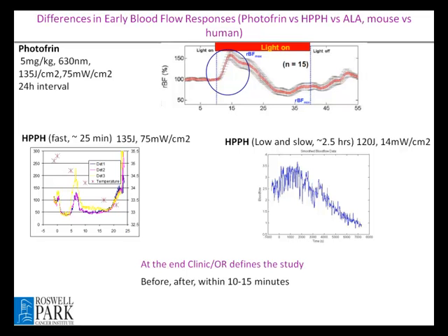changes. We see this is the typical PDT dose people are doing for the mice studies. Like they would irradiate 135 joule and then 75 milliwatt per centimeter square. So it is a widely accepted protocol. But what we are seeing is that it's not really good because blood flow very quickly decreases, then increases again, and there is some fluctuation going on.